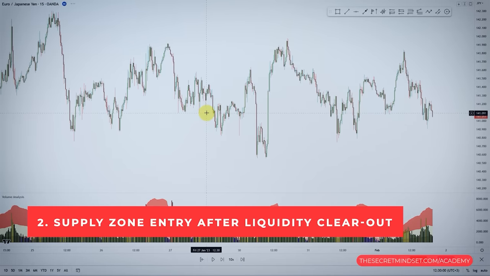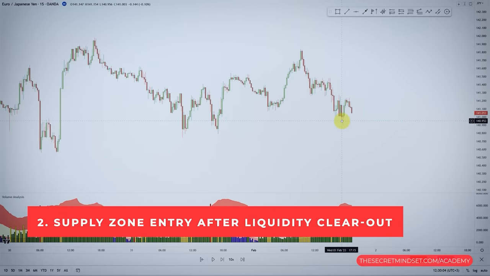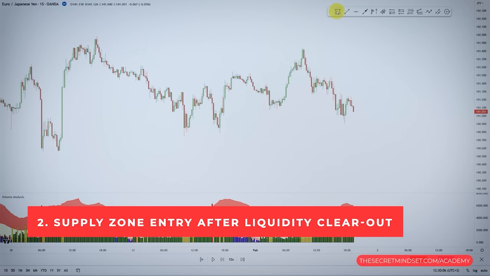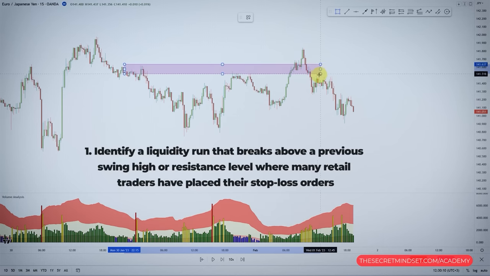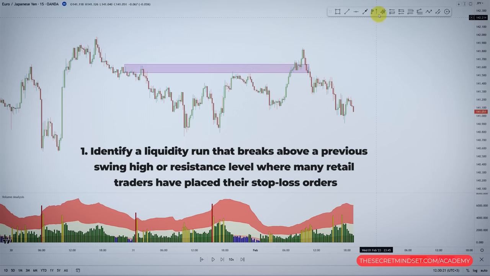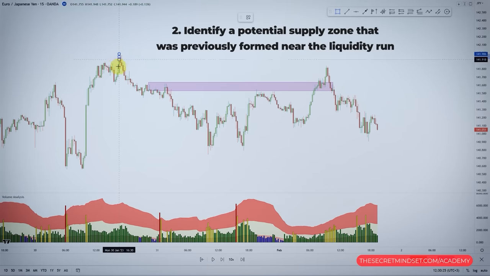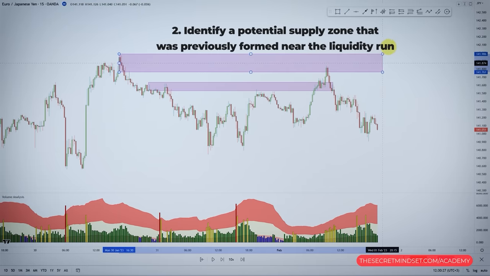Strategy to align your positions with the ones of smart money is to trade supply zones after a liquidity clearout or after you find other market traps. First, identify a liquidity run or a market trap that breaks above a previous swing high or a resistance level where many retail traders have placed their stop-loss orders. Then identify a potential supply zone that was previously formed around the liquidity run.